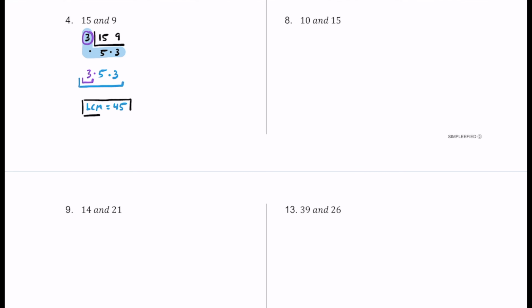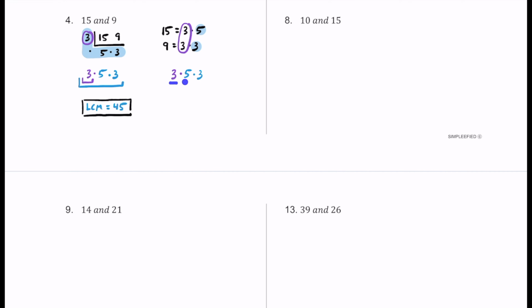All right, cool. So that's using the ladder method, and let's go ahead and use the prime factorization just to make sure this all makes sense. So for 15, that breaks into 3 times 5. And then for 9, that's going to break into 3 times 3. So let's see what they have in common. They both have a 3. Cool, so let's go ahead and write the 3. And then the ones they don't have in common are 5 and 3. So we just go ahead and multiply by 5 and 3 afterwards.